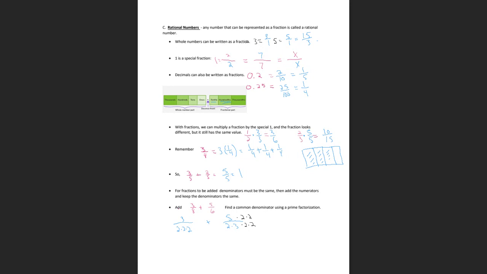Notice how this has 3 2's and this now has 3 2's. But notice how this has a 3 and this one doesn't. So you have to multiply this over here by 3. But when you do that, you also have to keep it equal by multiplying the top by 3. So the fractions are going to change looks, but they're going to be equivalent. So what this boils down to is you have 9 over 24, if I work it all out, and you're going to have 20 over 24. So now I can actually add these together. I would have 29 24ths.